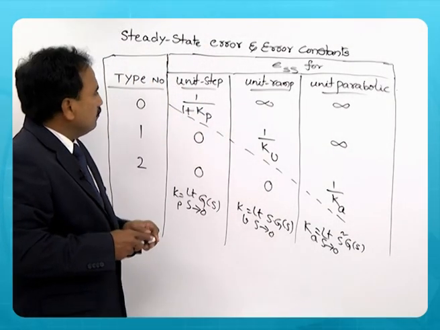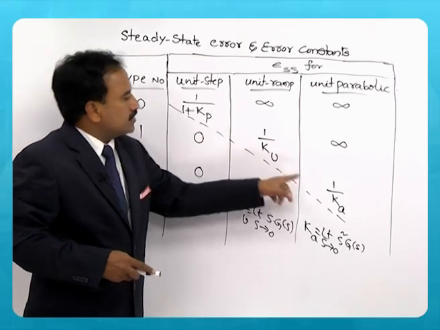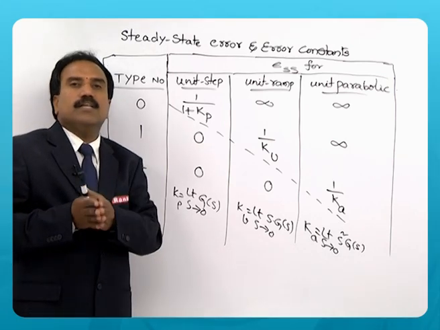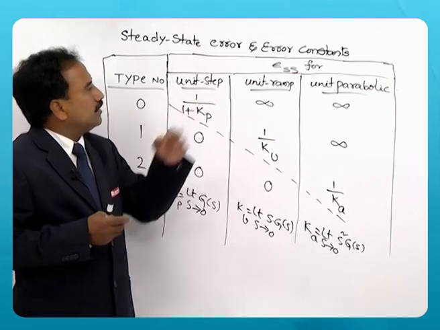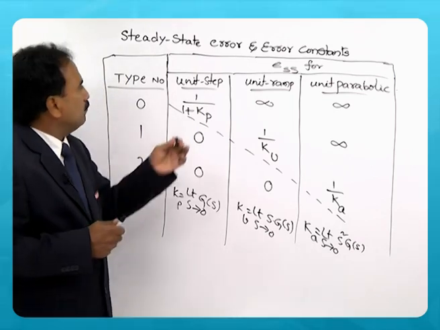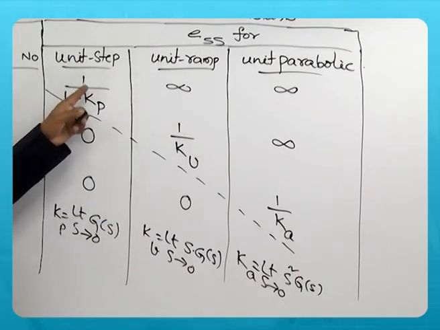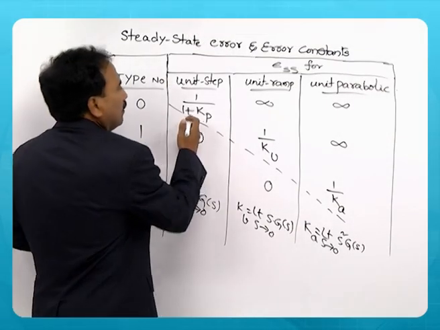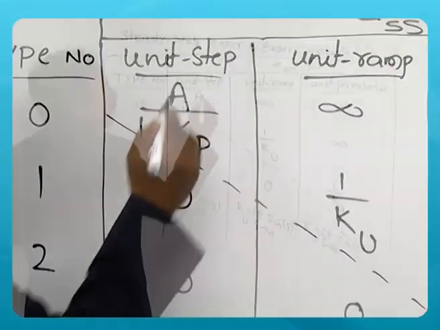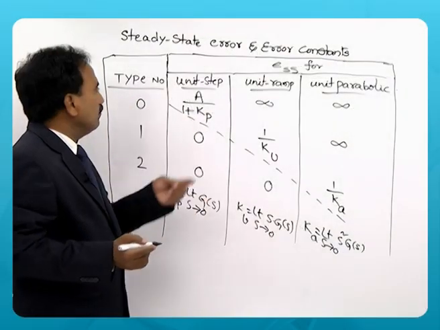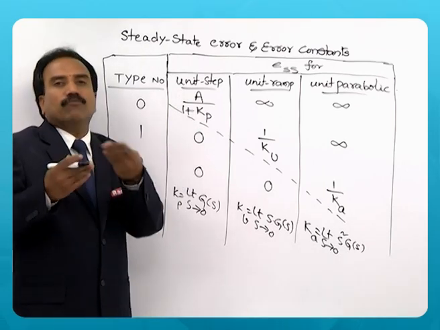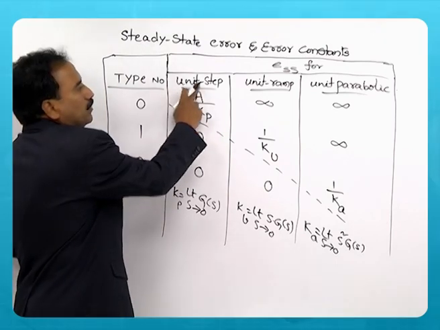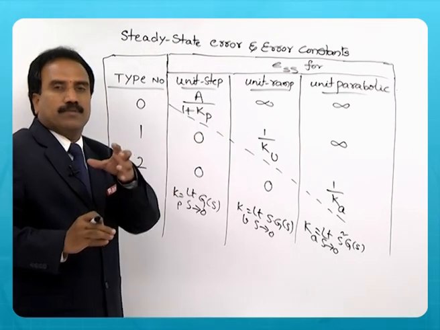So, this is the way that error constants will be the indicative of how the steady state error exists for different types of inputs. So, if it is unit step input, we have written the formula 1 by 1 plus Kp. If it is not unit step, then the formula will be A by 1 plus Kp, where A is not 1, it is some value. So, it may be 10, it may be 20. So, it is not a unit step, but it is only a step.